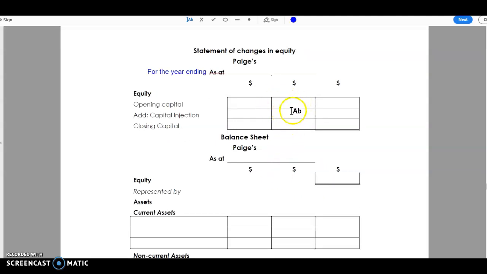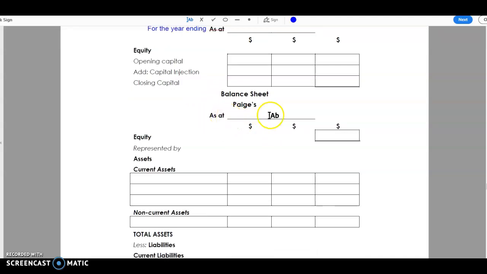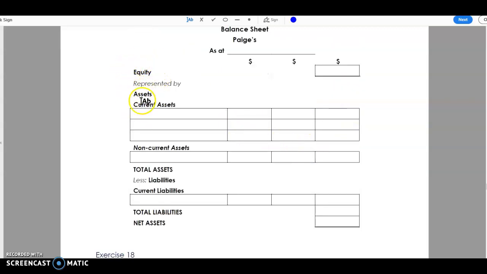We'll have opening capital. Looks like we've got a capital injection there. Then we'll have closing capital. Statement of changes in equity for the year ending, of course. Put in the date. Balance sheet as at. Put in the date. Our closing capital. Carry it down to here. And our equity is represented by current assets. Put those 3 in there. Put their balances in. Do a subtotal. Non-current assets. And put that in there and calculate total assets. That will need to go right here. There's no box for that, but you can do that.